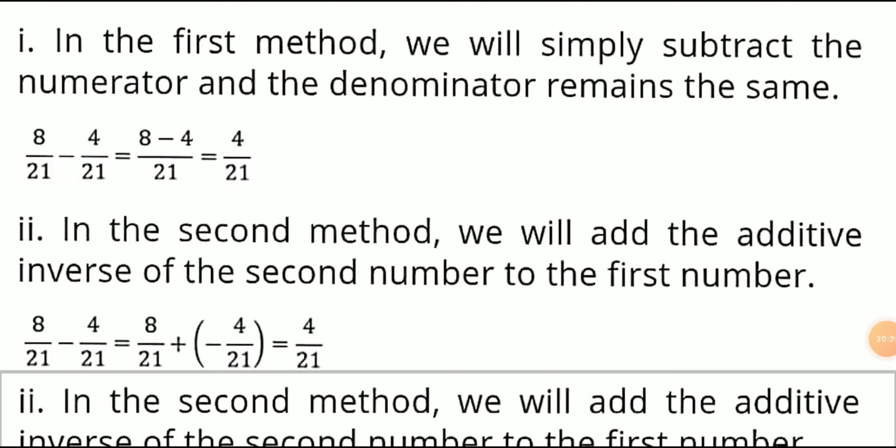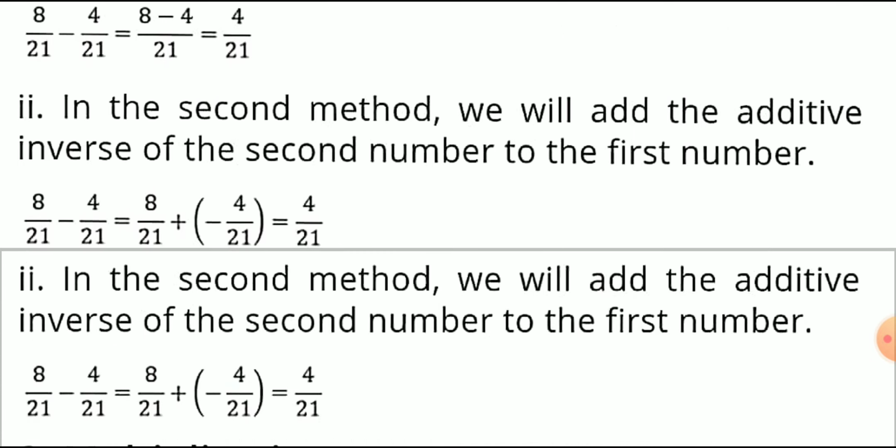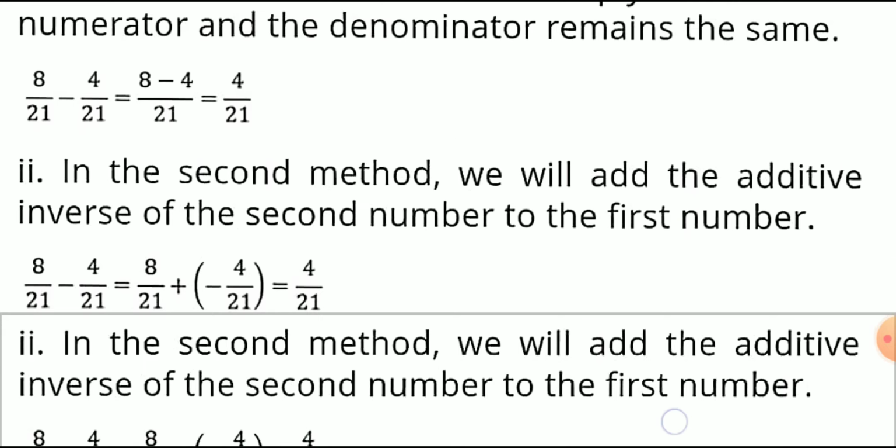In the second method, we will add the additive inverse of the second number to the first number. 8 upon 21 minus 4 upon 21. 8 upon 21 plus minus 4 upon 21, which is equal to 4 upon 21. Understand?